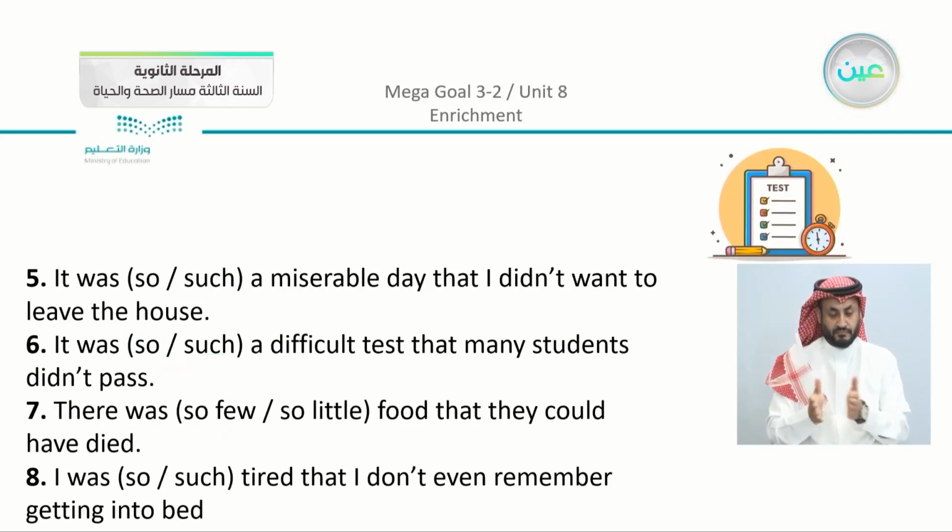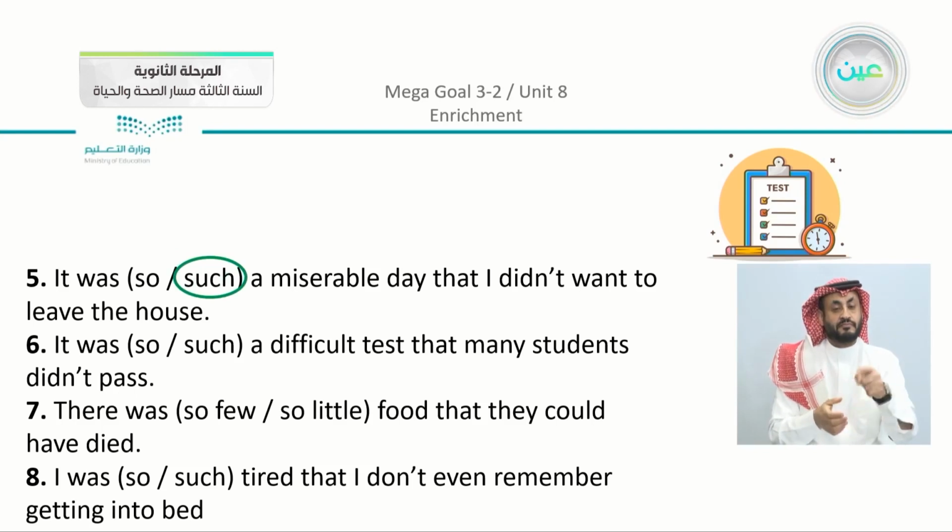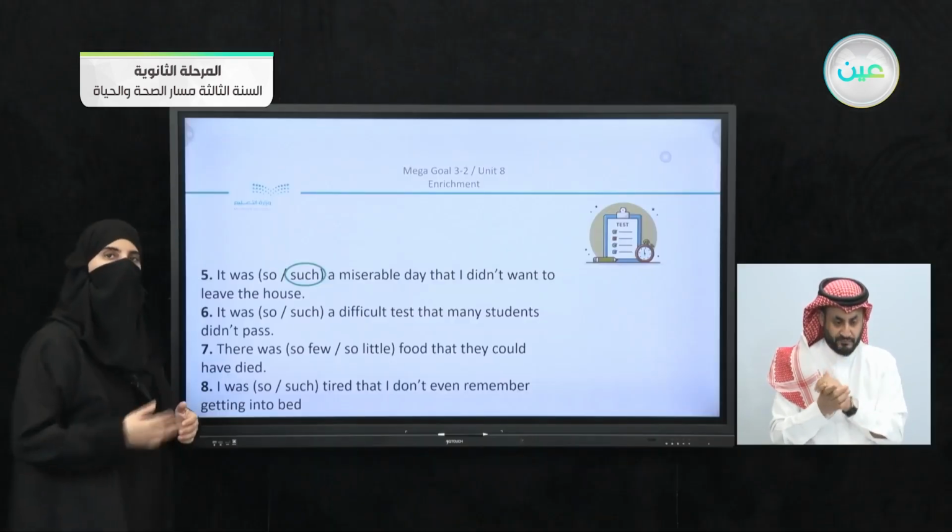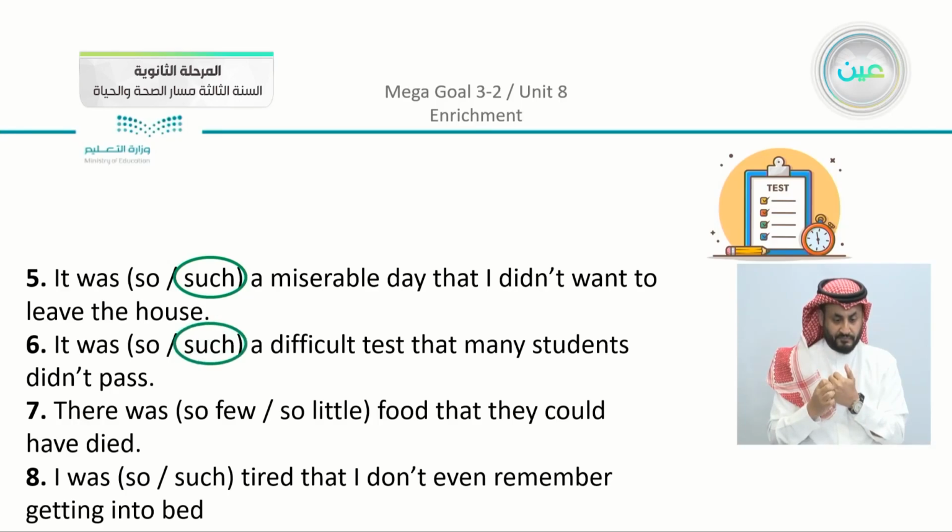Moving on, we have number 5. It was so or such a miserable day that I didn't want to leave the house. Do we say so a miserable day or such a miserable day? Correct. We have in number 6, it was so or such a difficult test that many students didn't pass. Do you say it was so a difficult test or such? And here you can see that the hint is if you have an article after the options, the article is connected to such.